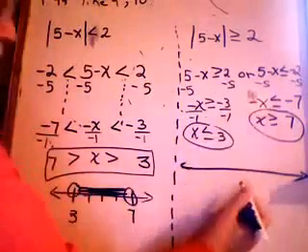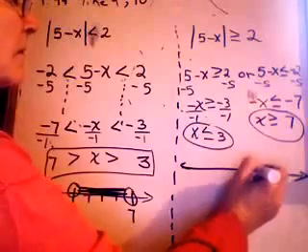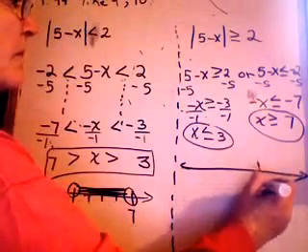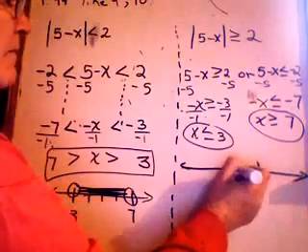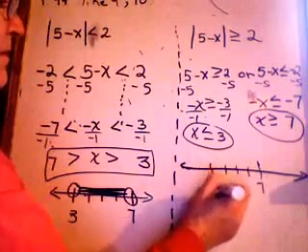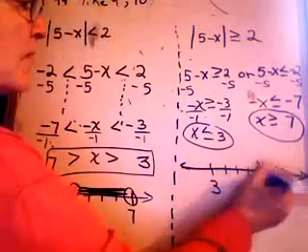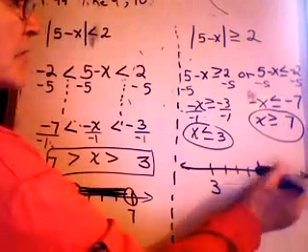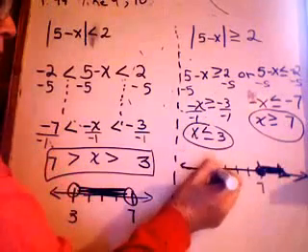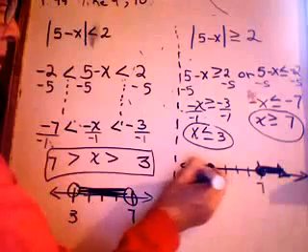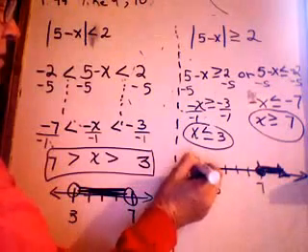How do I put that on a number line? Alright, so x is greater than or equal to 7. So if this is 7, 6, 5, 4, 3, and this is 3, x greater than or equal to 7. Closed circle on 7, and everything in that direction. Less than or equal to 3, closed circle on 3, and everything in that direction.